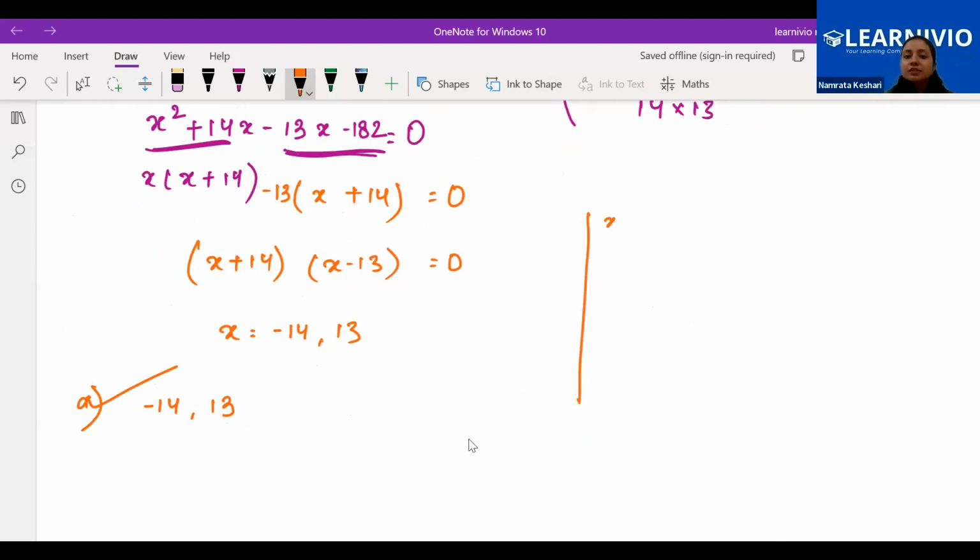Two possible x values we have got. One is minus 14, another is 13. Consecutive to 13 will be x plus 1, which is 14. For the other one we could have found x plus 1 also, but here we will not do it because we ended up getting a negative integer. So we will completely reject this scenario and take only 13 and 14. Is it making sense to all of you?